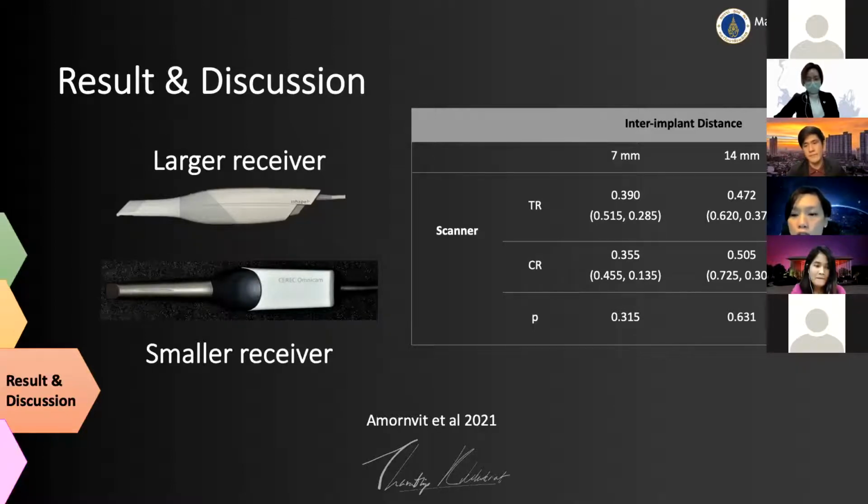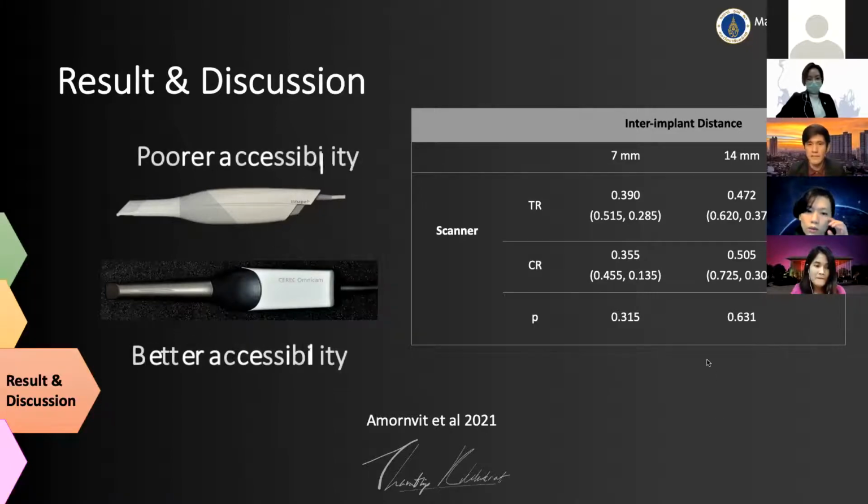You mean larger edentulous area? How large? According to this study, 7 millimeters is a single implant crown, and the other one is 14 millimeters, which is a 3-unit bridge. Because of the size of the receiver, it causes poorer accessibility. So for only one single crown, I would recommend that the smaller receiver is more proper than the larger receiver, which is the Trios 3 in this study.